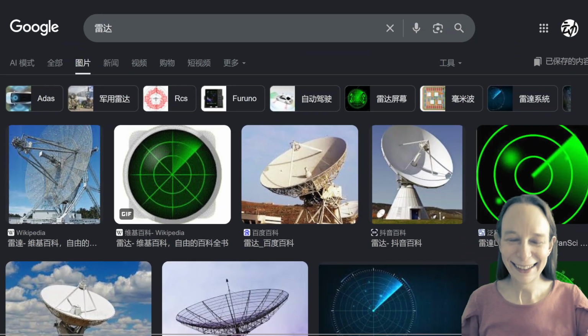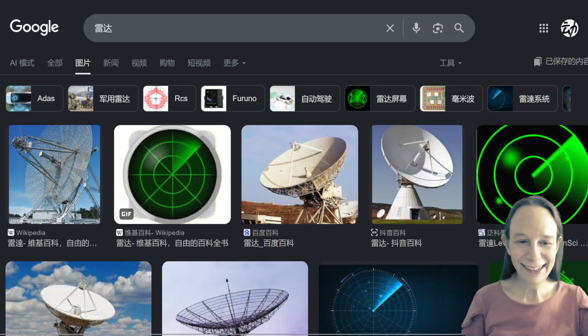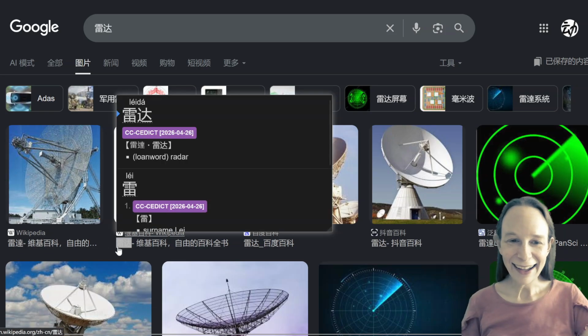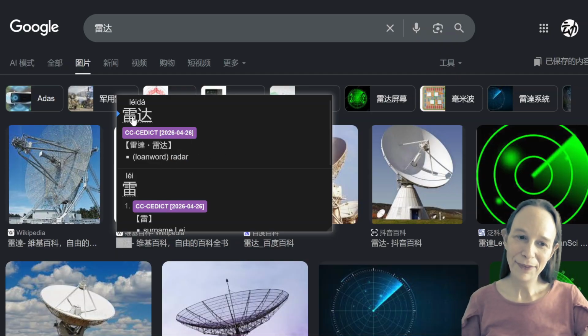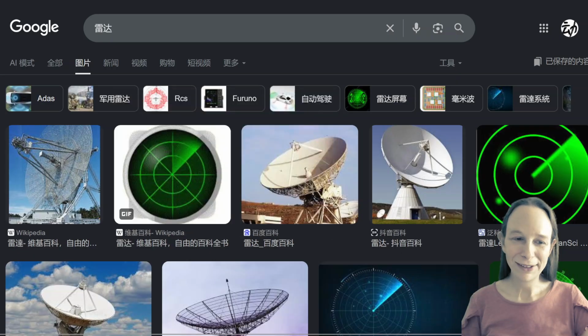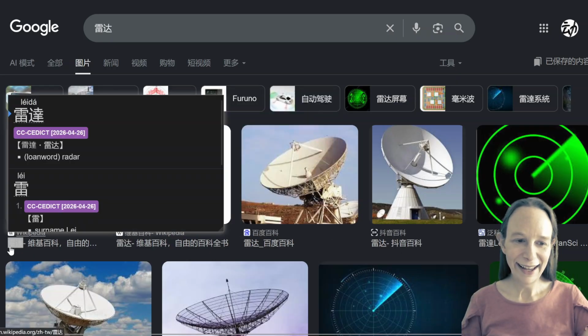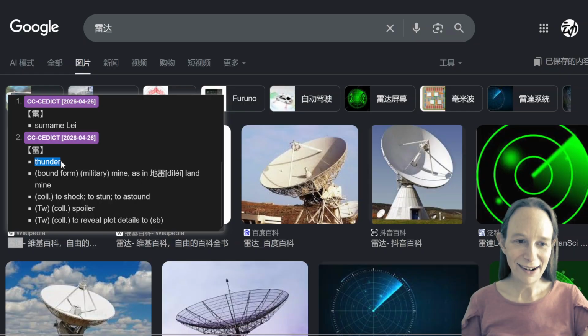LADAR. That was my impression of LADAR. LADAR. Radar is a lone road. Okay, so this is lightning arrival. Yeah, it doesn't make much sense. I don't know. Thunder arrival. Oh, thunder kind of makes sense, right?